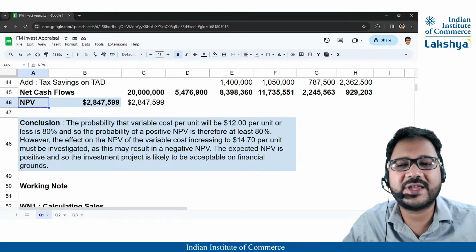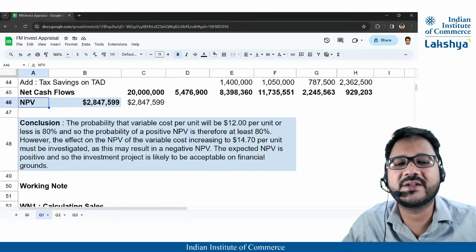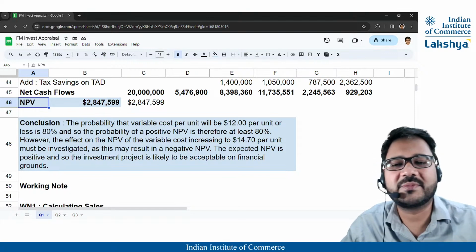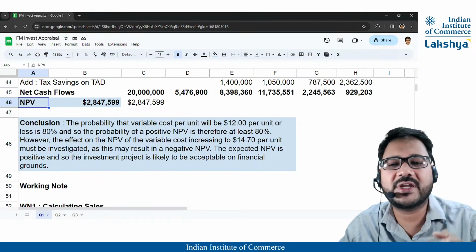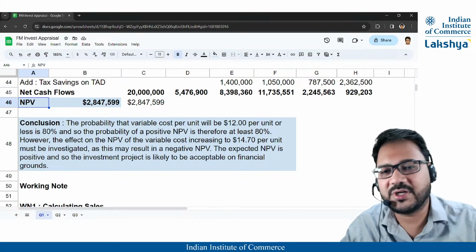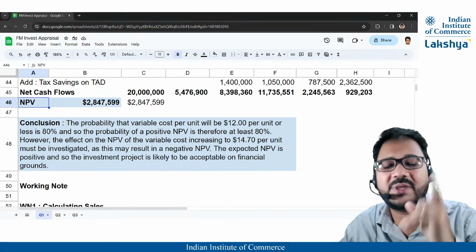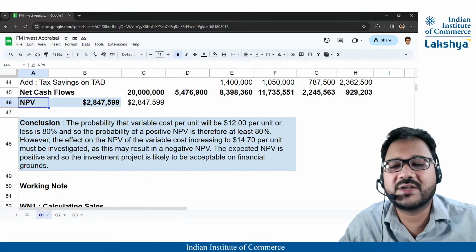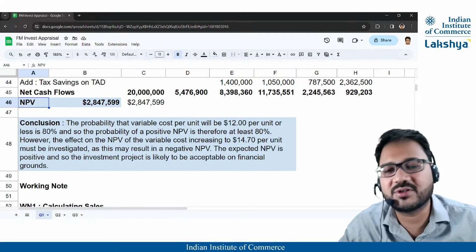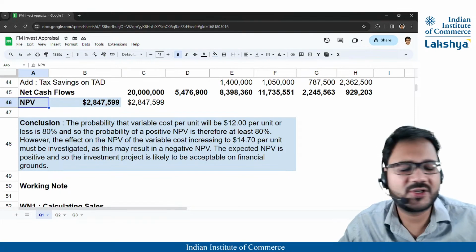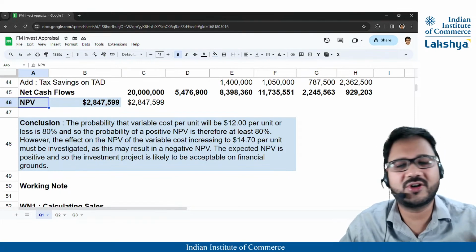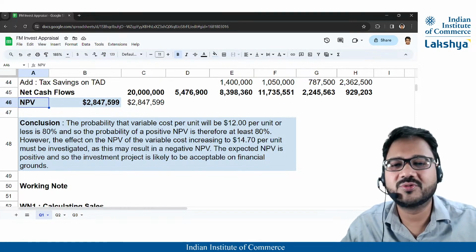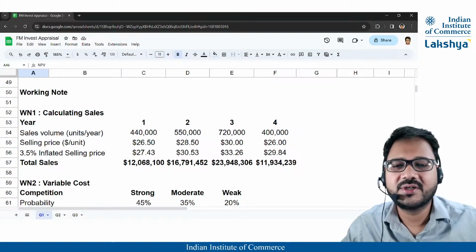So there is an 80% expectation on a probability that it will be $12 or less than that. Therefore, there's an 80% probability that NPV will be either 2.8 million or more than 2.8, but not less than that. There's a 20% chance it will be less than that. Now, it could be negative. We don't know. We haven't calculated. If you want to find out, you need to calculate it. That's what our conclusion is like. Okay, so not a one line sentence. You have to write a small paragraph, 2, 3 lines behind it.